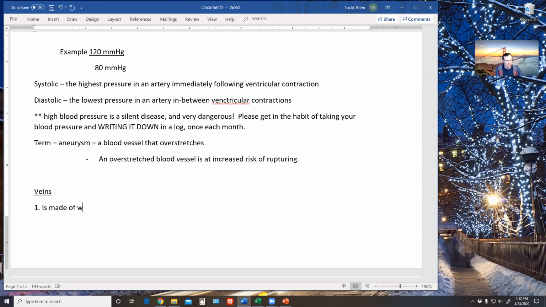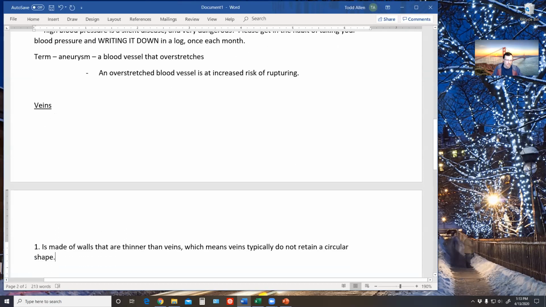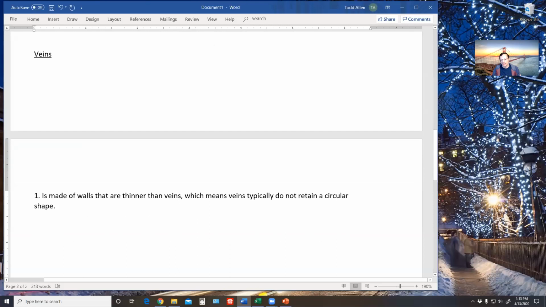It is made of walls that are thinner than veins, which means veins typically do not retain a circular shape. Okay. Now it's okay for those veins to be made of walls that are thinner than the arteries. That's okay because the heart never pushes blood into a vein. It always pushes blood into an artery. So the actual physical structure of the vein does not have to be as strong as an artery.